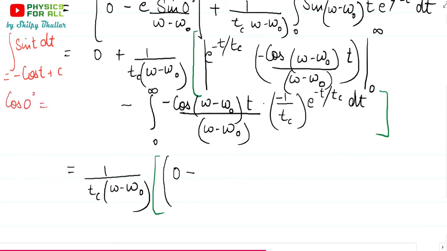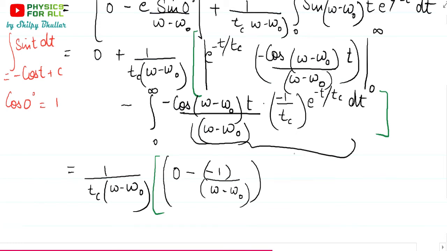Cos 0 degree is 1. So that means we will get 1 from here as well. And since there is a negative sign, this is minus of 1 upon omega minus omega naught.